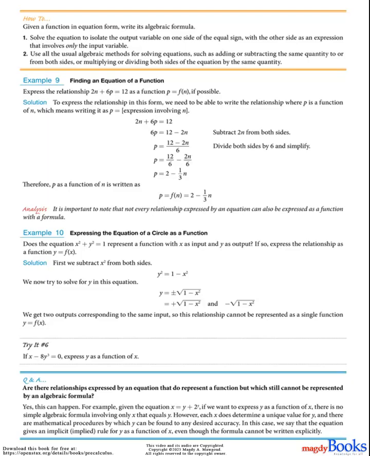Therefore, p as a function of n is written as p = f(n) = 2 − (1/3)n. Analysis. It is important to note that not every relationship expressed by an equation can also be expressed as a function with a formula.